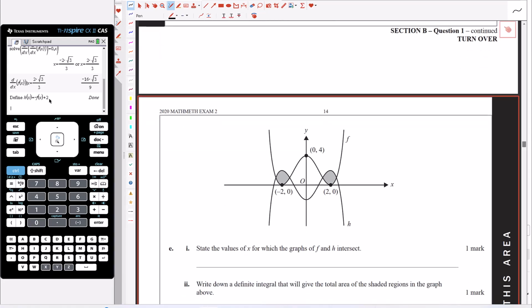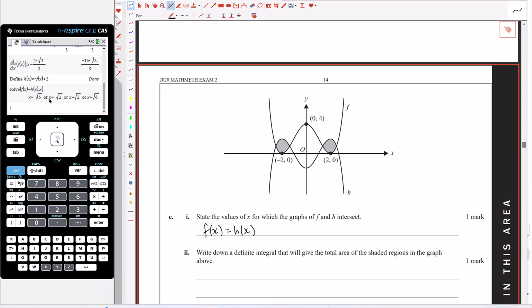Okay, state the values of x for which the graphs of f and h intersect. Okay, so we want to solve f of x equals h of x. So let's do that with our CAS. I've got them both defined now. So I'm going to solve f of x equals h of x, sorry, h of x for x. Alright, and we can see from the graph that there's 4, and we found 4 here. Okay, and that happens when x equals negative root 6, negative root 2, positive root 2, and positive root 6.